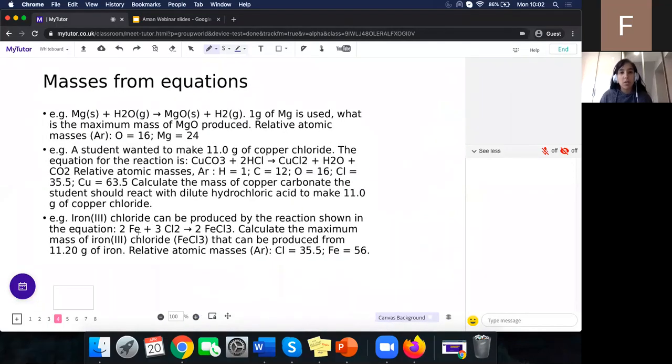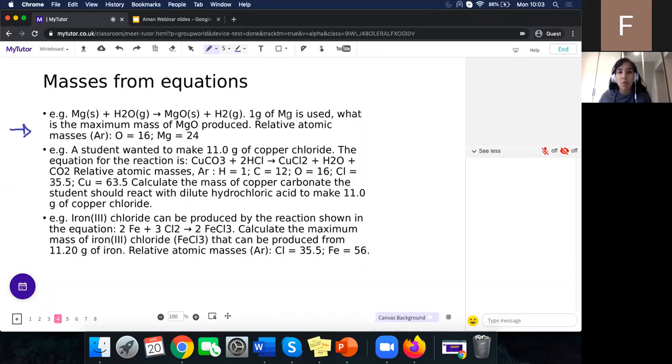All right, so stepping it up a little bit more then. So now we need to know how to calculate the masses from equations, and this is where it can get a little bit tricky. So we know how to calculate the mass of just one element or one compound, but what about when we're using an equation? So if we look at this question over here, we've got a balanced equation there. So magnesium plus water goes to magnesium oxide plus hydrogen, and we can check it's balanced. There's 1 magnesium on both the reactant and the product side. 2 hydrogens, 1 oxygen, 1 oxygen. So we've definitely got a balanced equation.